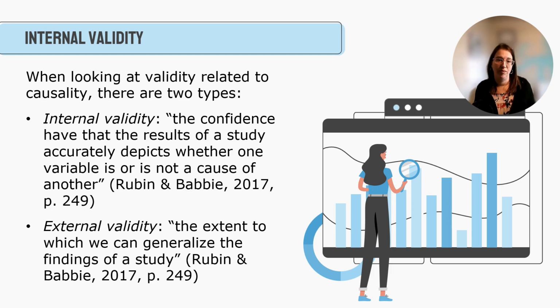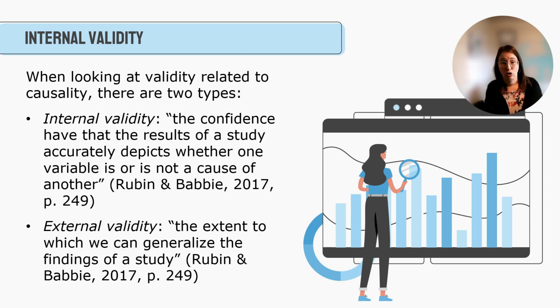One is internal validity. So this is that confidence that we have that the results of the study accurately depicts whether one variable is or is not a cause of the other. This is if I say, hey, changes in this caused effects in this, I have confidence to say that is accurately showing what happened in that relationship.